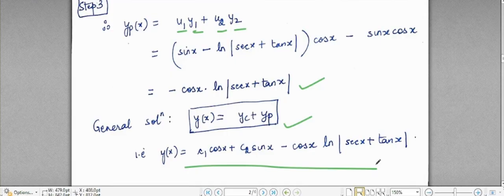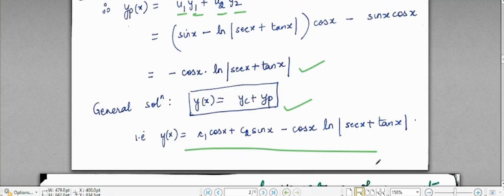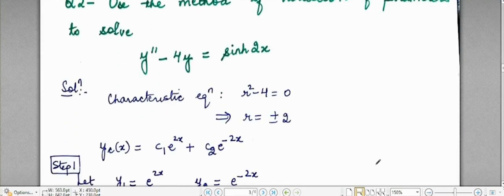So the trial yp that we were doing in undetermined coefficients is not required here. You can always solve those questions which you were solving using undetermined coefficients using the method of variation of parameters also, provided you are able to find u1 and u2, that is, the integrals are easily manageable. Then you can always apply this method. But undetermined coefficients is not going to work all the time. So let's quickly have a look at the second question.